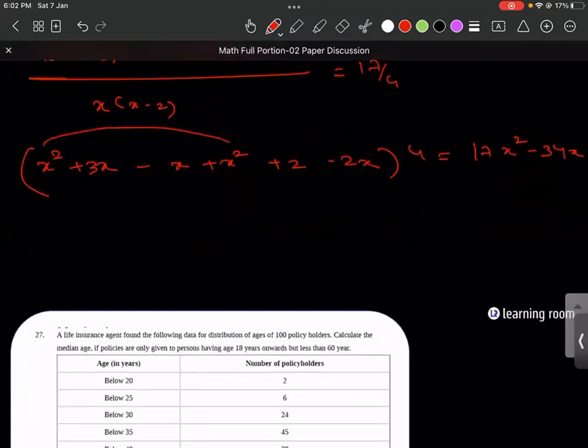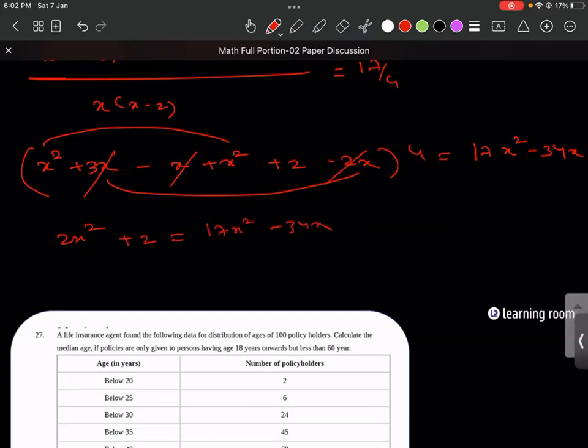Okay, x square plus x square is going to be 2x square. 3x minus 3x is gone. Plus 2 is equal to 17x square minus 34x. So this goes to the other side. So 15x square minus 34x plus 2 is equal to 0. Is this right?